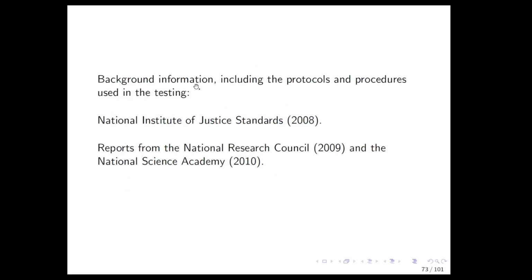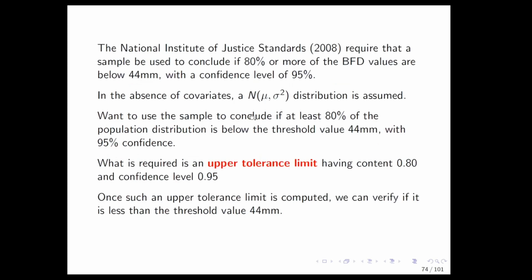So here are some of the manuals and documents that will list what I just told you. And that picture I showed you, I got from one of these documents. I just copied it from the online document. One of the important documents is this one, National Institute of Justice Standards, 2008. They do require a tolerance interval to be calculated. Now the BFD is normal, so we know how to handle that. We will compute an upper tolerance limit using the normal distribution formula. And they want to verify if that upper limit is below 44 millimeters. So that is their threshold. And for some reason, they want the content P to be 0.8. So I don't know why. Their requirement is the content is 0.8, the confidence level is 0.95. Okay, so this is under the normal.